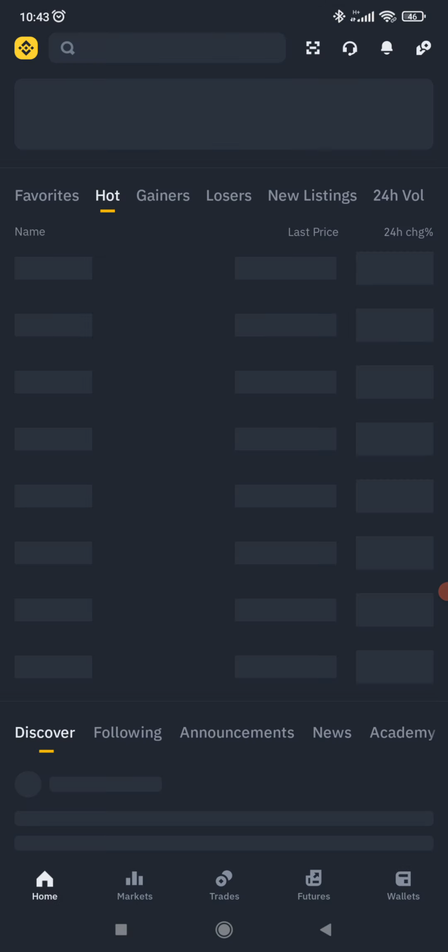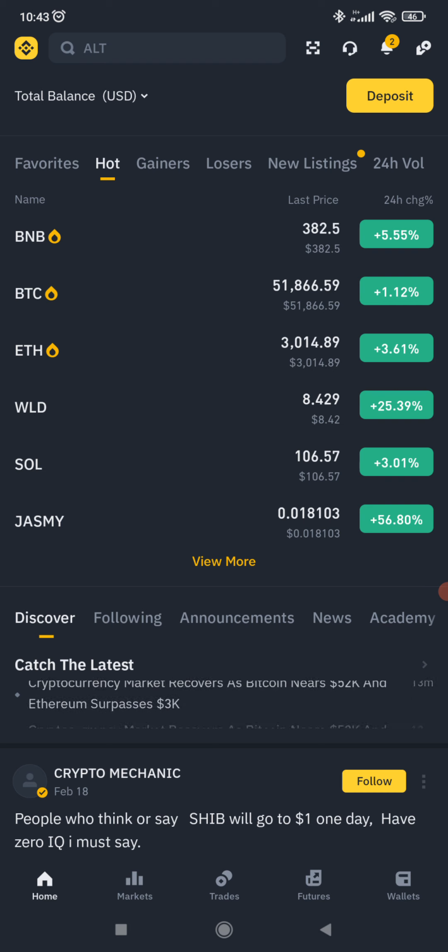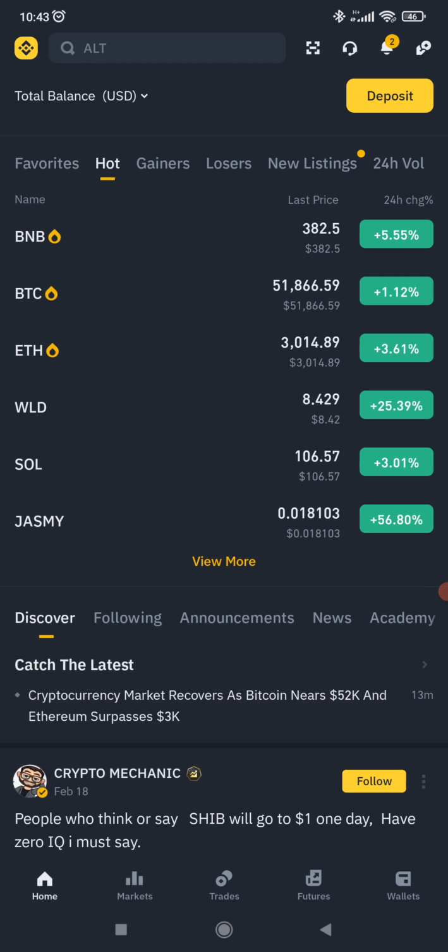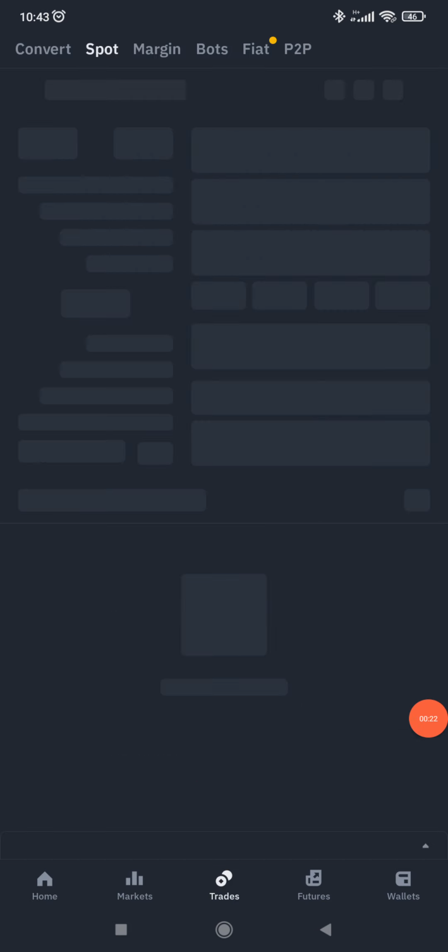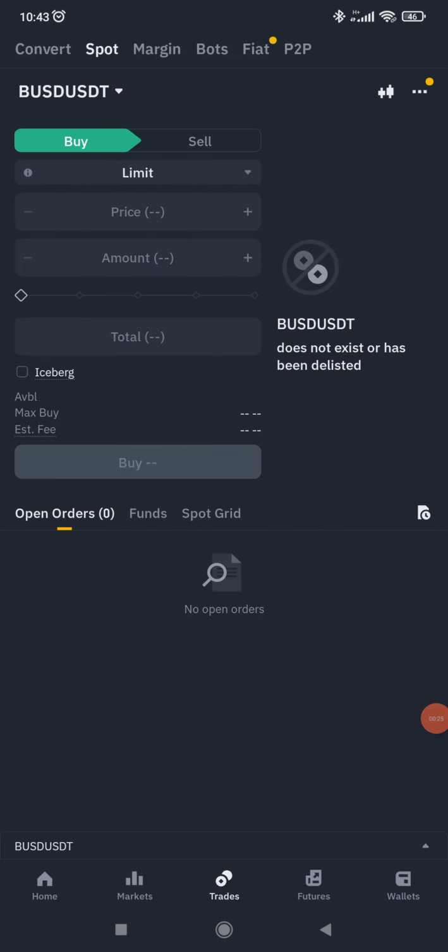All right, so you're about to sell your cryptocurrency assets. So you go to your Binance application on your phone, which we're currently at. If you check now, you see this at the bottom of the page. You should see trades. Please click on trades. Now trade should bring you here.